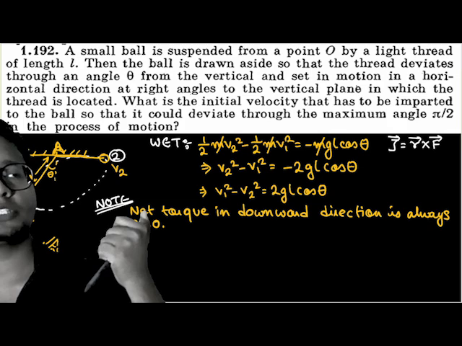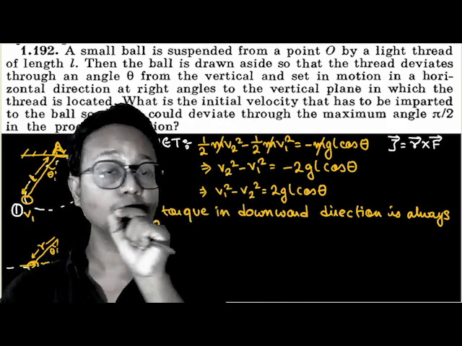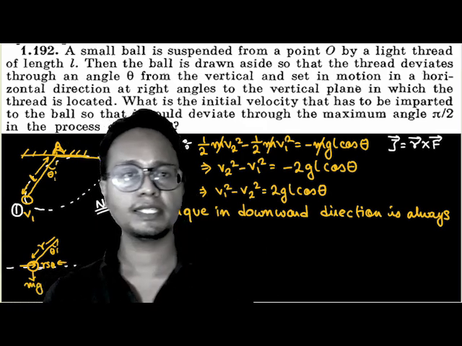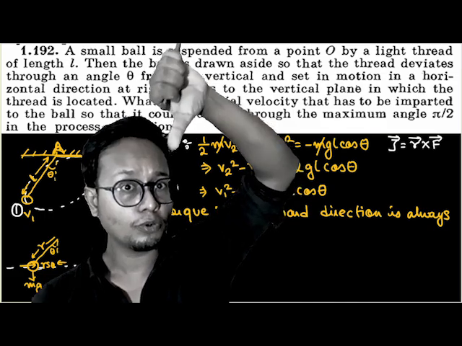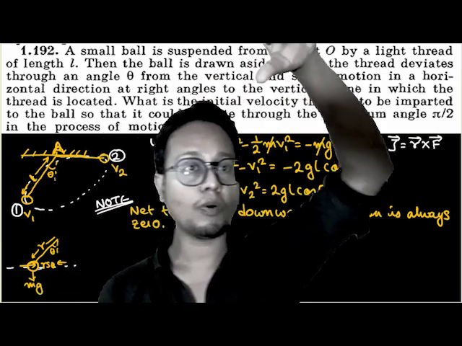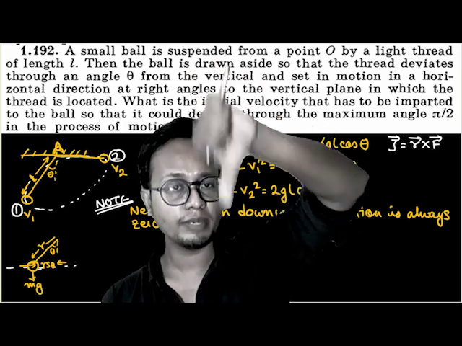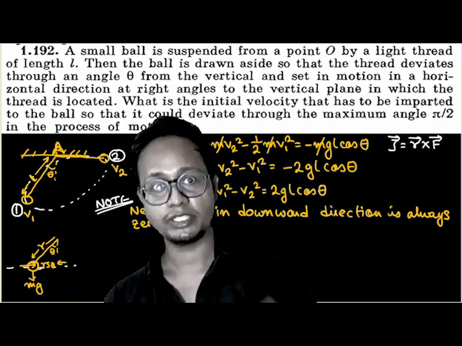See, suppose the x component of force is equal to zero. That means there is no change in momentum in the x direction if there is no force in the x direction. Similarly, if there is no torque in this direction, there is no change of angular momentum in this direction. That means the component of angular momentum in this direction is always constant.